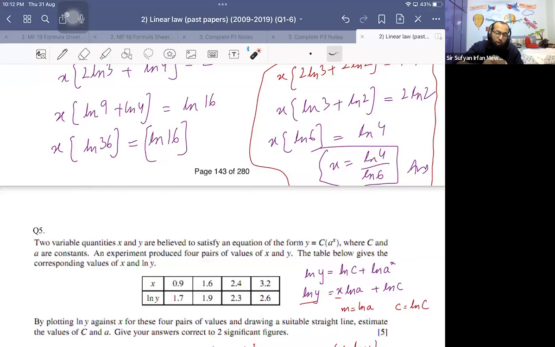Whether the weightage is low or high, we have to cover each and every area. That is why we are covering in very much detail. But the point is that out of those 10 questions, this question number 5 is the only question in which we have to plot the points and draw a straight line as well. Usually either a line is given and we have to find the unknown constants. But over here we have been told by plotting ln y against x for these 4 values, draw a suitable straight line. So first let's read the question from scratch.